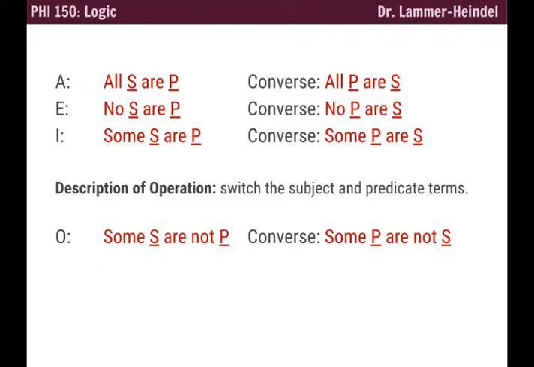Now, we can talk about conversion as an operation that we can perform on a proposition. And when it's worded that way, it involves switching the subject and predicate terms. But what we need to appreciate is that the move from an original categorical proposition as a premise to its converse as a conclusion is not always a valid inference. Some instances of conversion are valid and other instances are invalid.